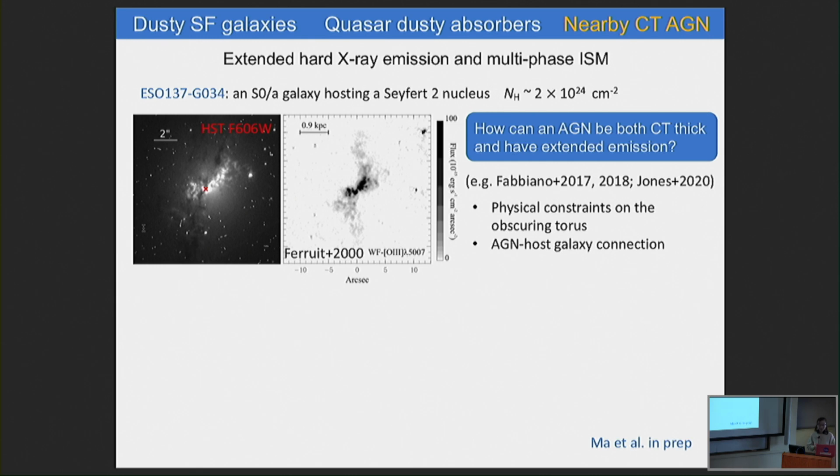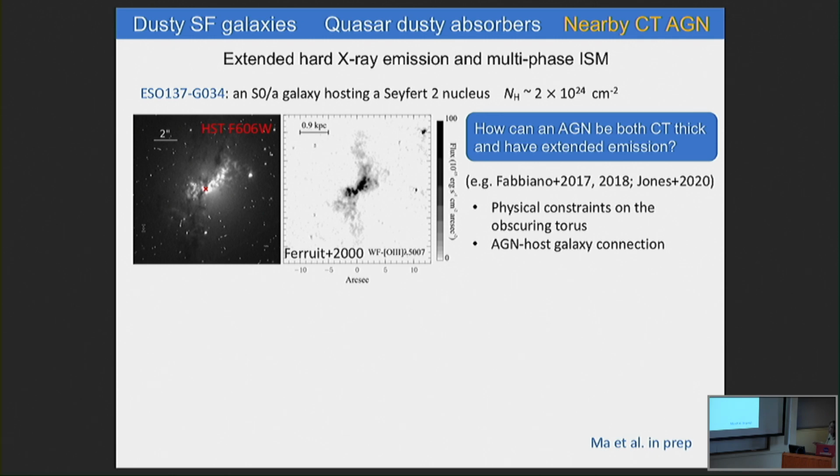Mackenzie already gave an excellent talk on this topic a couple weeks ago. I won't be going into the details of the techniques. I just want to draw your attention to one source, ESO 137-G034. It's an S0 to Sa galaxy hosting a Seyfert 2 nucleus. This is the HST optical band image where you see a prominent dust lane across the entire galaxy.